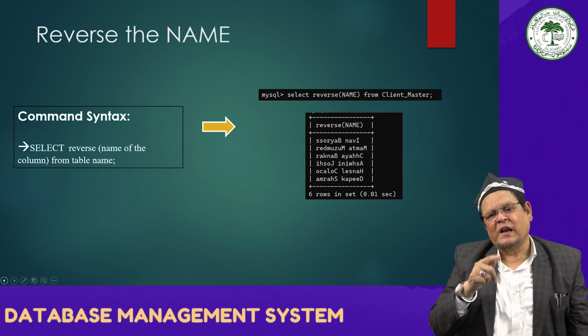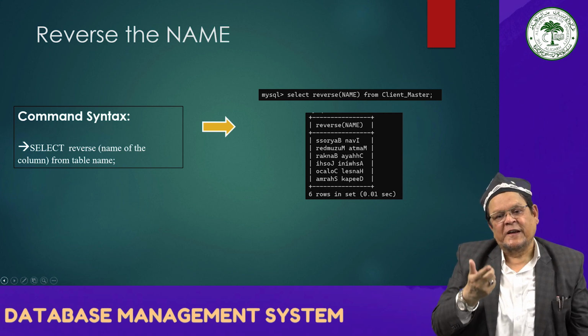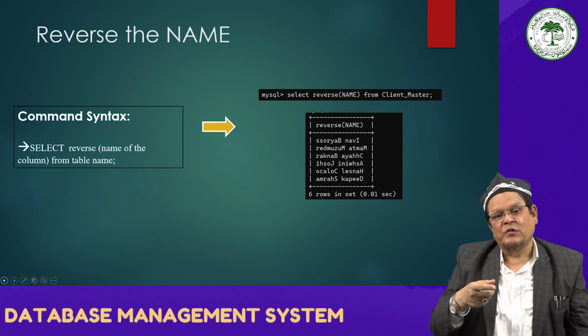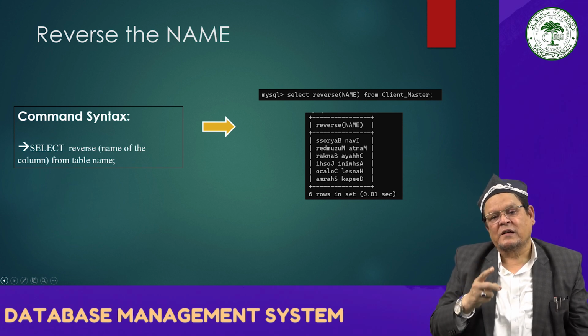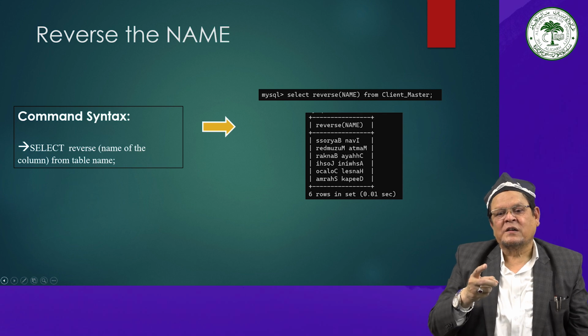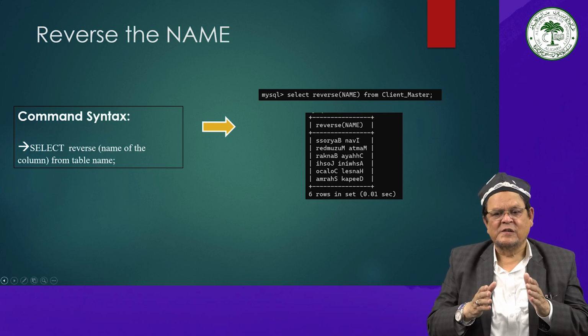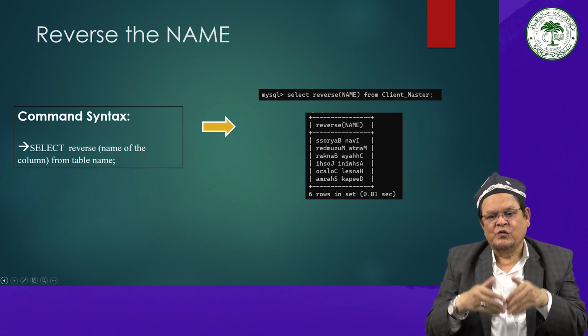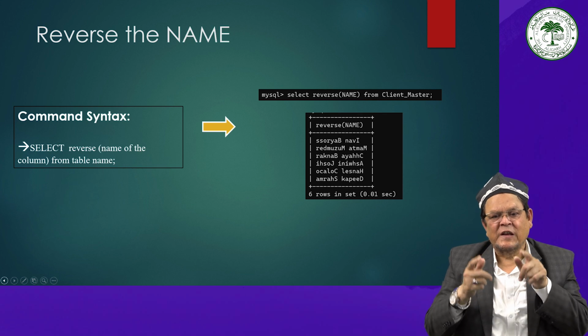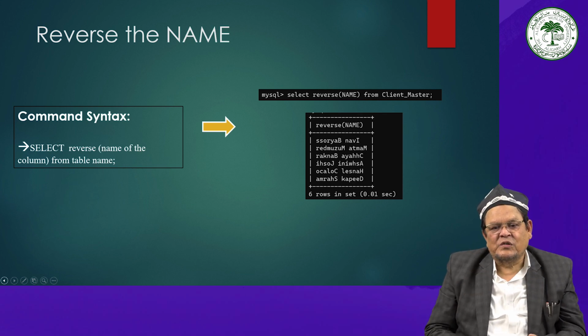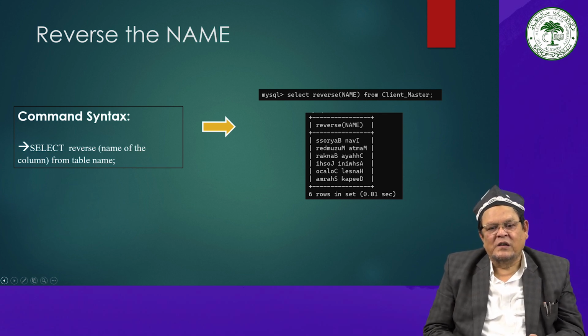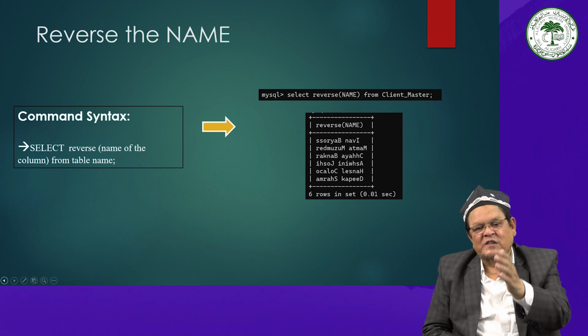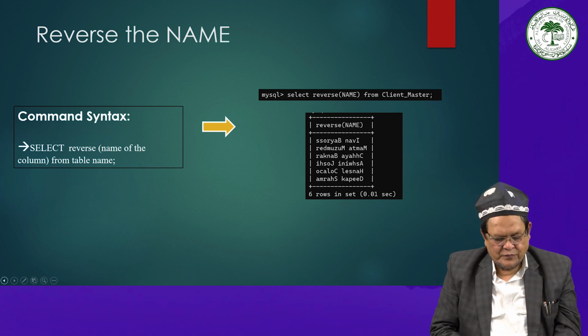Here I am taking the attribute's name. You can take any one, state, city. From, you have to give the table name. Here the table name I am using is client master. When you press, it will show like that. You can see on the screen, reverse name, and it will reverse the name also.